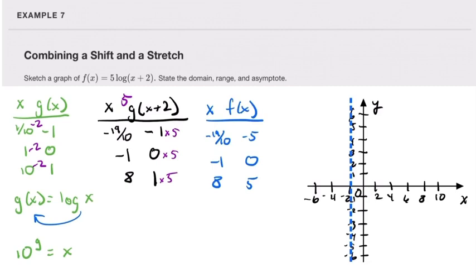So when x is -1.9, which is slightly to the right of -2, the y value is -5. So we're like here. Here's our -5. When x is -1, y is 0. So that's halfway, which is about here. And then when x is 8, we're at 5. So over 8 and up 5 is about here. Okay. We start really close to the vertical asymptote. We pass through our points and kind of taper over to the right.